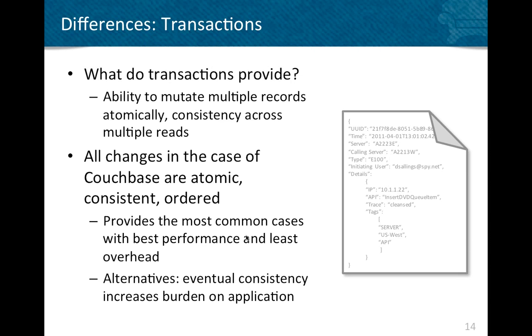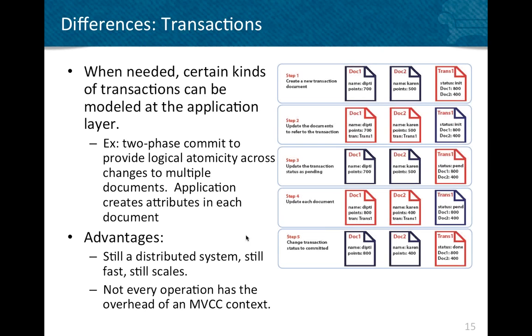Now, you might be looking at that and say, well, that's great, but I'll still run into situations where I need to update multiple documents at the same time. And yes, that is true, but when needed, certain kinds of transactions can actually be modeled at the application layer. And if you think about it, this is something that we end up doing regularly between many different systems, where maybe it's 2 different databases, or even just 2 applications communicating over RESTful web services. One example of this, on the right-hand side, would be a 2-phase commit to provide logical atomicity across changes to multiple documents.